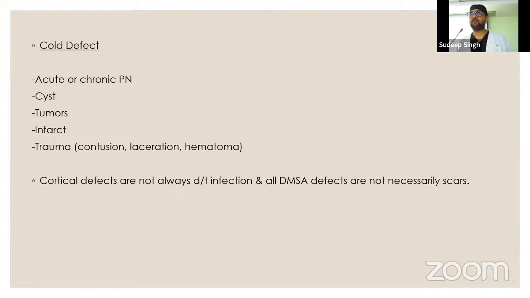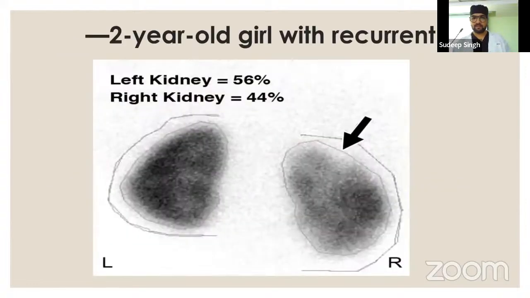The cold defect can mean acute or chronic pyelonephritis, cysts, tumors, infarct, or trauma. They are not always due to infection, and all DMSA defects are not necessarily scars. A 2-year-old girl with recurrent fever, we can see the photopenic area.